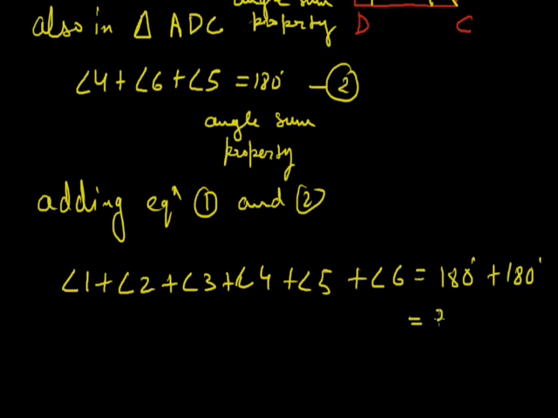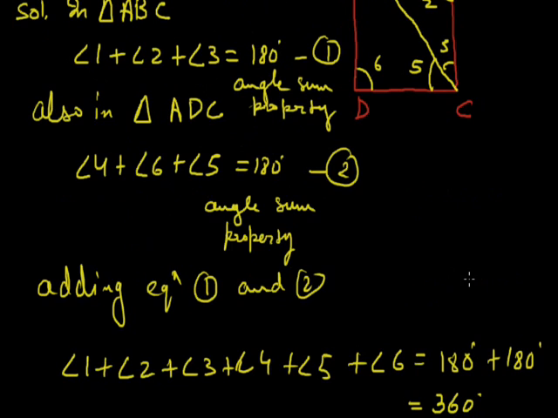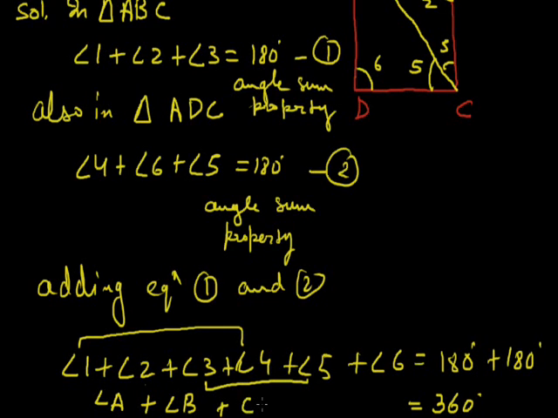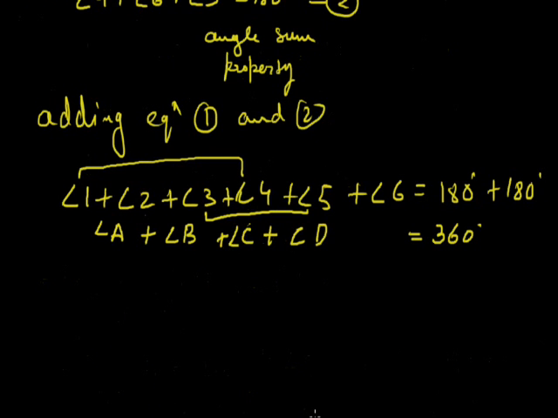Now this will be equals to 360 degree, and here on the left hand side we can see that angle 1 plus angle 4 is equals to angle A, angle 2 is angle B, and angle 3 plus angle 5 is angle C, and the angle 6 is equals to angle D. So we can say that angle A plus angle B plus angle C plus angle D is equals to 360 degree.